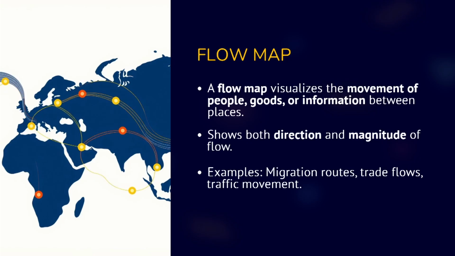So, flow map. A flow map visualizes the movement of people, goods and information between places. It shows both the direction as well as the magnitude of the flow. Examples are migration routes, trade flows and traffic movement. For example, we have a source point A, and from point A we are moving goods to point B. So, we will show a line of the flow. With this line, we will also show the direction with an arrow. This arrow shows us the direction of movement. So, this means from point A, goods are moving to point B.